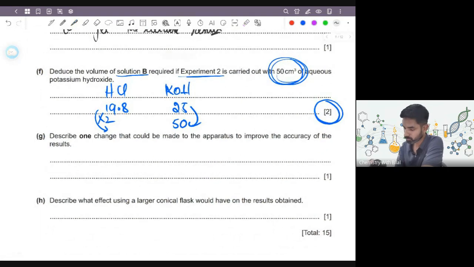Describe one change that could be made to the apparatus to improve accuracy. Look, they asked, what change will we make? Don't use a measuring cylinder, use a pipette. What do we have to use? Pipette. Describe what effect using a larger conical flask would have.